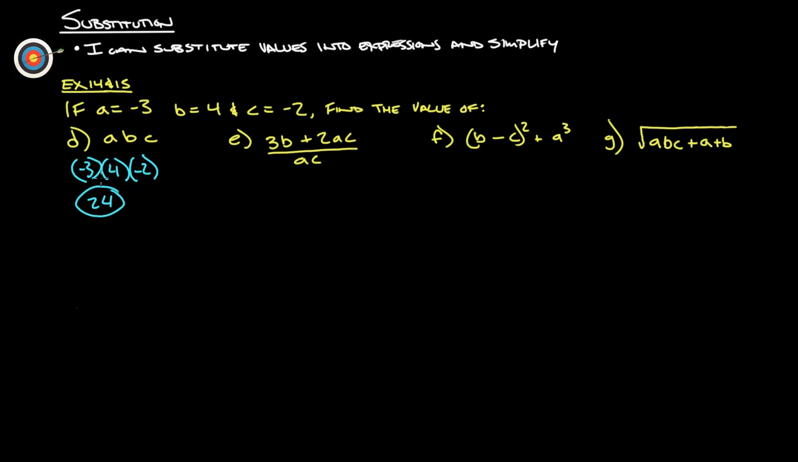You can break that down into 2 steps. You could do -12 with these two. -12 times -2 is still 24. Or you can just take it all at once, whichever makes more sense.